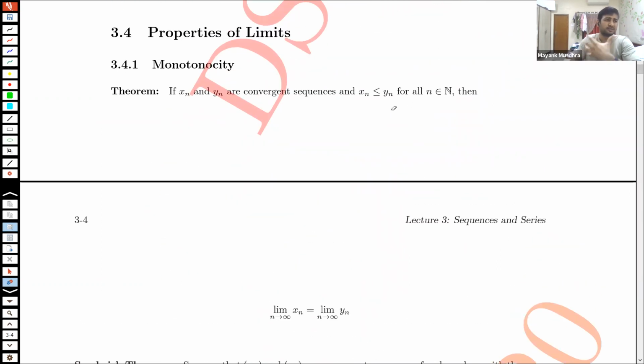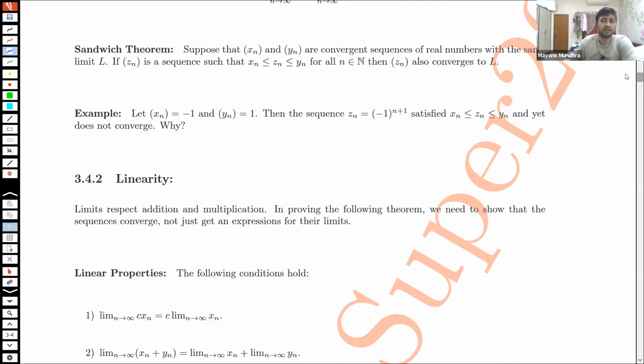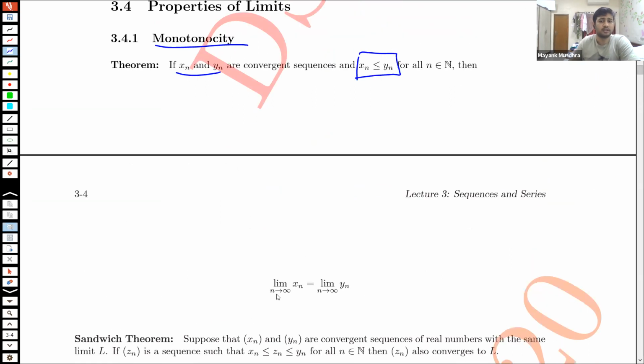So we are going to look at some simple properties. So monotonicity: if xn and yn are convergent sequences and xn is always less than or equal to yn, then the limit of xn is also going to be less than or equal to the limit of yn. Sorry, there's a typo here. Okay, so if xn is always less than or equal to yn, then the limit of xn has to be less than or equal to the limit of yn.